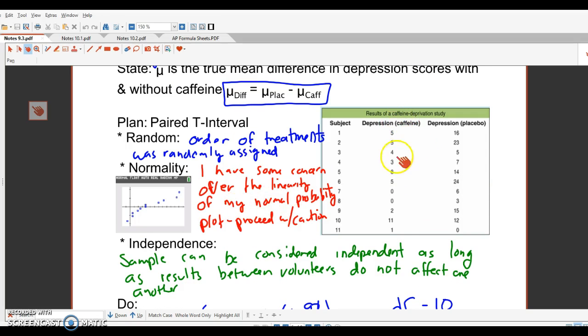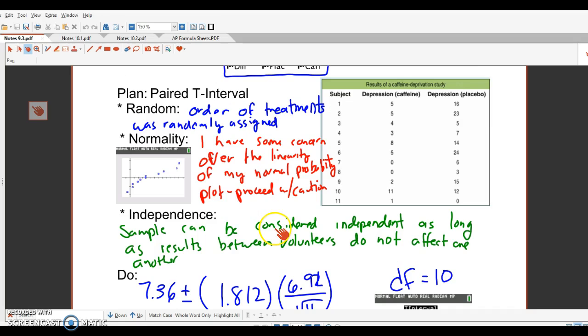I would put each of these lists of numbers into L1 and L2, find the difference in L3. So what I did was put maybe the placebo scores in L1, the depression scores for caffeine in L2, and then do the difference in L3, and then I made a normal probability plot of just L3. So I have some concern with such a small sample that it is not exactly linear. There's a little bit of wave out to the side. So I would say normal condition not met, or proceed with caution.